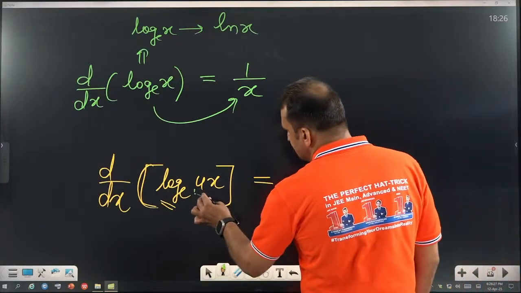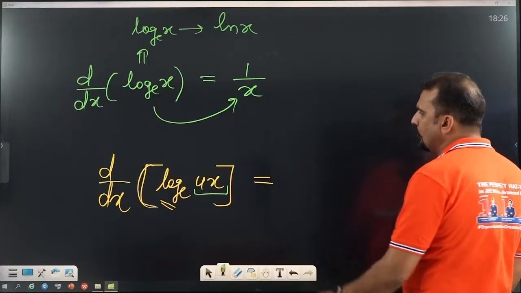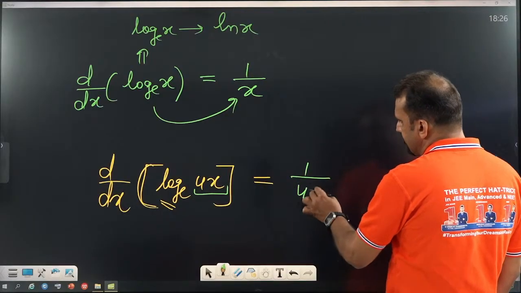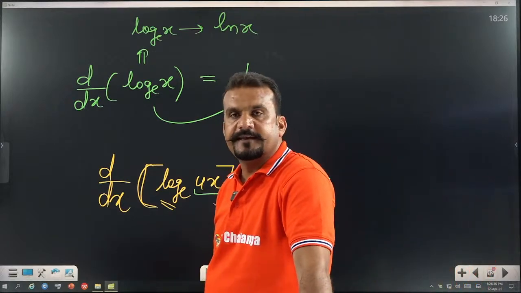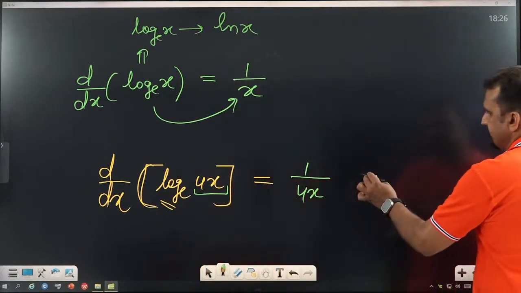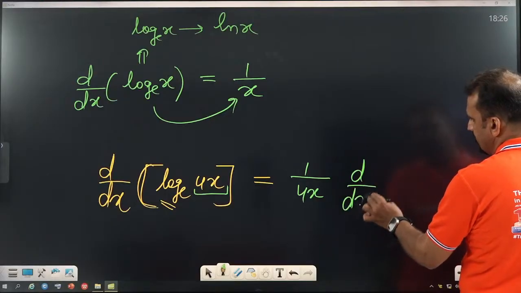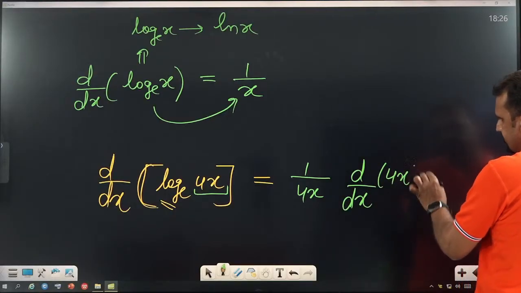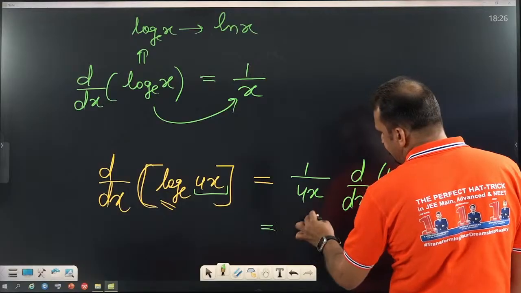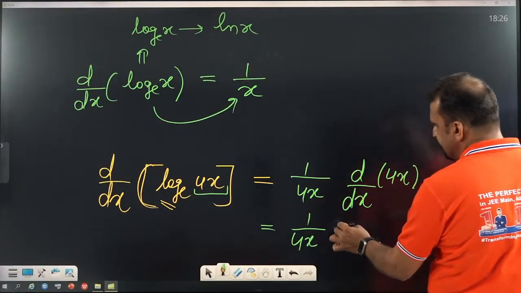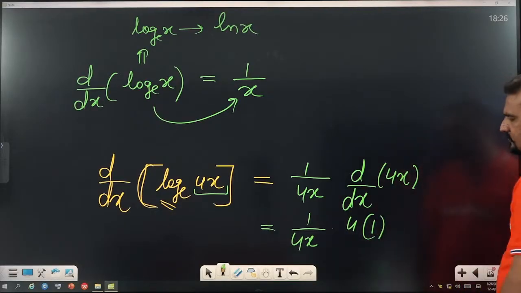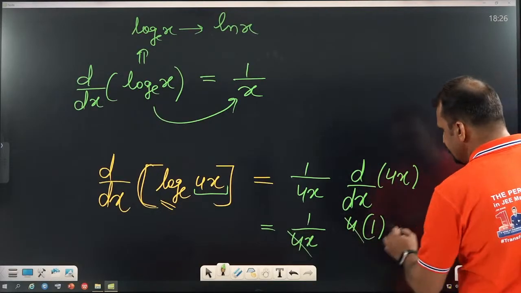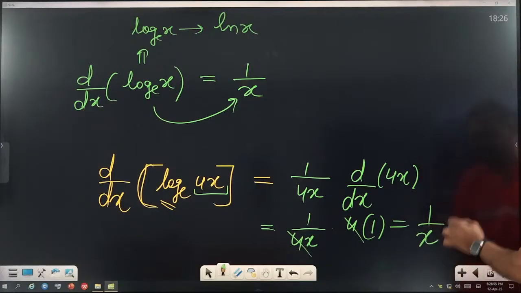But here in place of x we find 4x. That means 1 by 4x is the differentiation of log 4x. Second one, differentiation of 4x. What is that differentiation? 1 by 4x itself. 4 is constant. Differentiation of x with respect to x is 1. 4 is going to be cancelled. This is 1 by x.